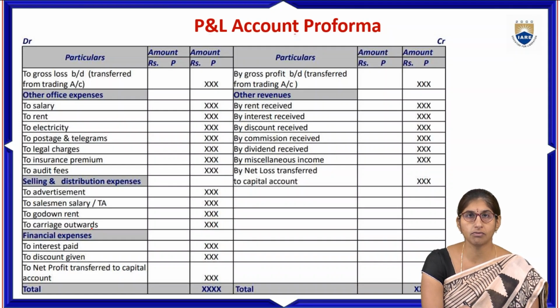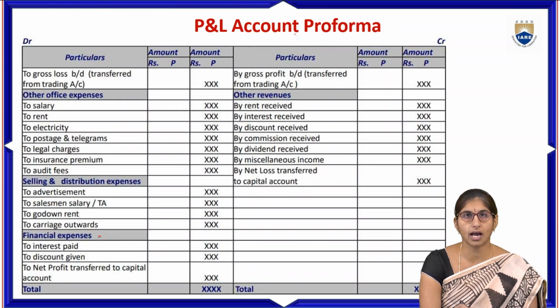So carriage inward and outward both are given. Carriage inward we have to record in the trading account. Carriage outward we have to record in the profit and loss account. Only if the word carriage is given in the final accounts or in the trial balance, then we have to record carriage only in the trading account. So these are the selling and distribution expenses, and the next one is financial expenses.